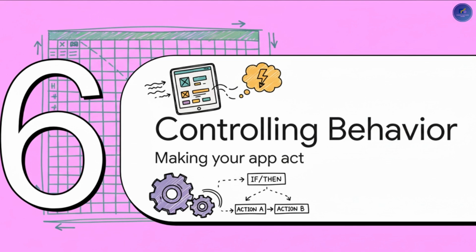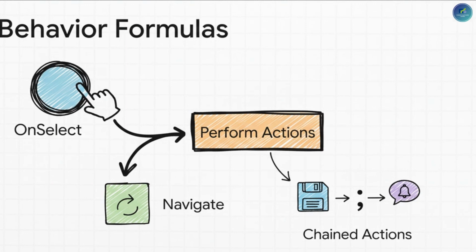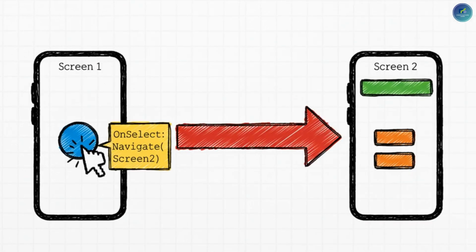So, we've used formulas to calculate values and to change how things look. It's time for the final piece of the puzzle, using formulas to actually perform actions. This is what turns your app from a cool display into a truly functional tool. See, behavior formulas are a different beast. They don't spit out a value, they do something. You'll find them in properties like a button's onSelect, which basically means when someone clicks this button, run this code. They can do things like navigate to a new screen, save data, or even string together a whole bunch of actions using a semicolon.